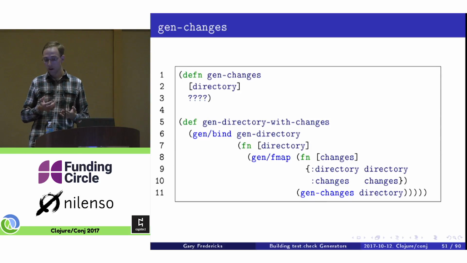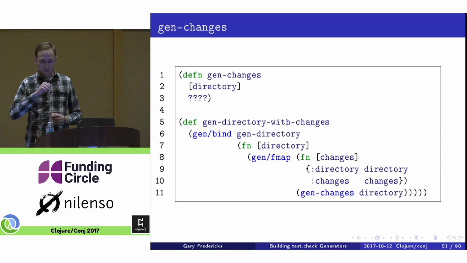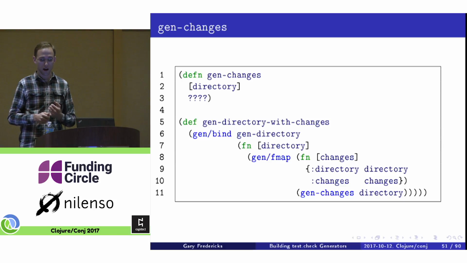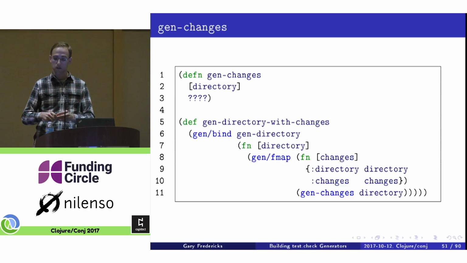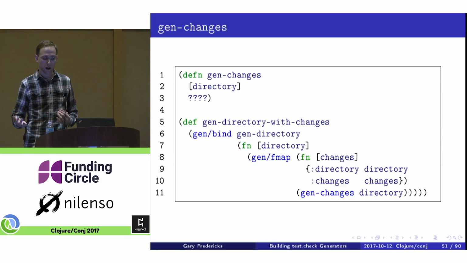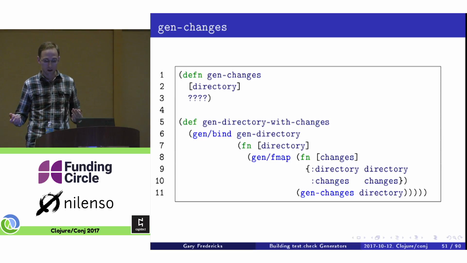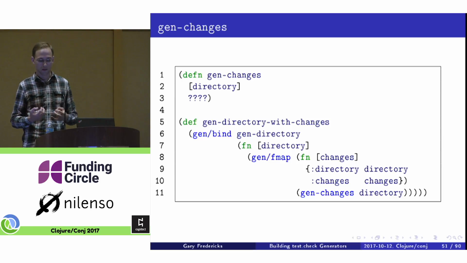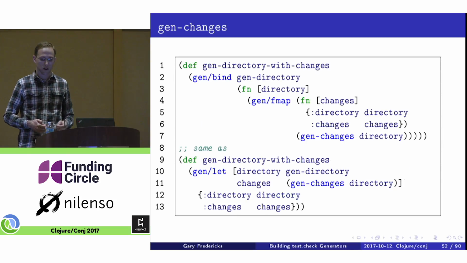Well, generating first the directory and then the changes sounds like a two-stage thing, which is exactly what bind does. So we're going to start by calling bind and passing in our directory generator on line 6, and then we'll have a function that takes the directory, and it needs to call the gen changes. So we do that on line 11, and we pass that into fmap, and we wrap the things up in a map, and we get back into this not very readable code situation.